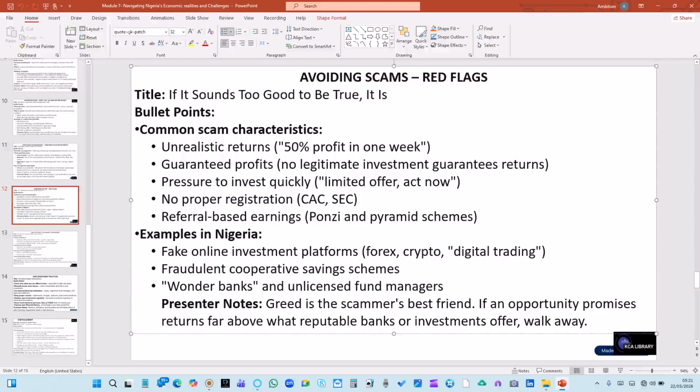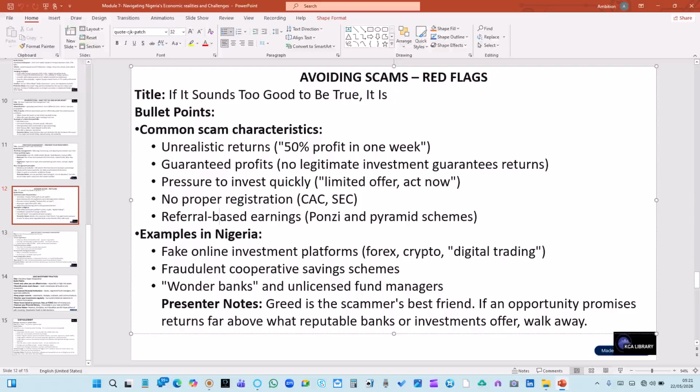Examples in Nigeria include fake online investment platforms like forex, cryptocurrency, and digital trading. These are examples of fake investments. Then fraudulent cooperative savings schemes are another example of fake investment. Then lastly, wonder banks and unlicensed fund managers are also examples of fake investment platforms. Note, greed is the scammer's best friend.